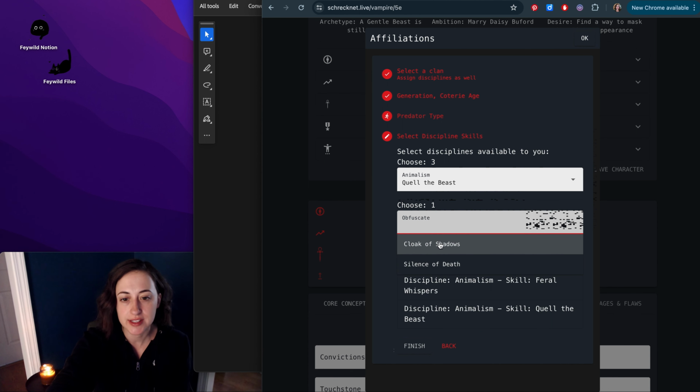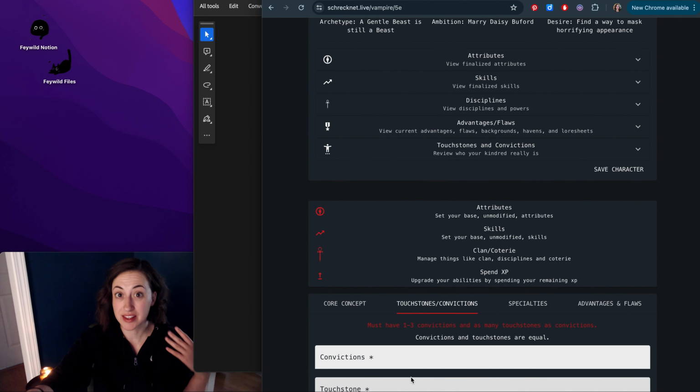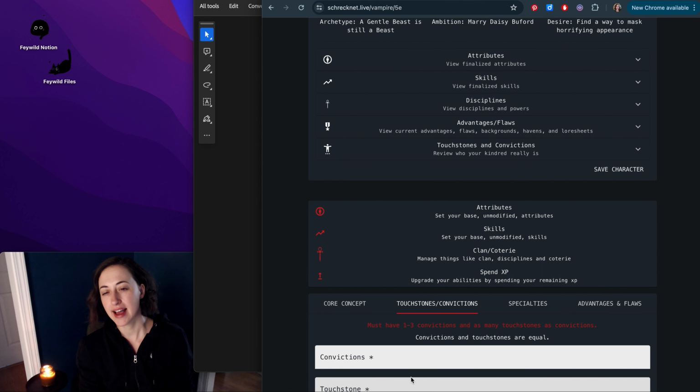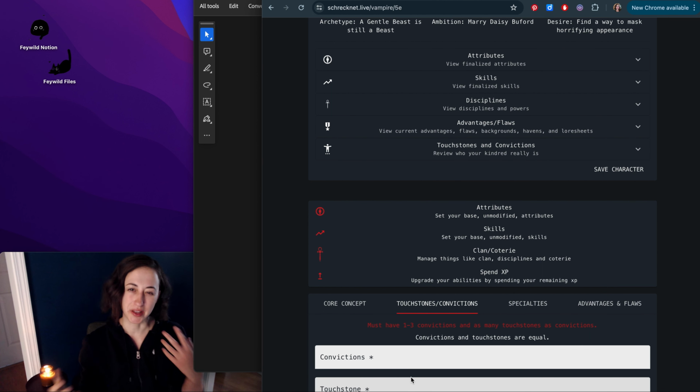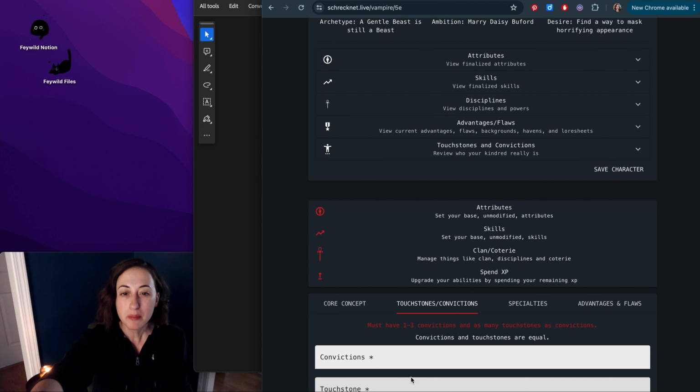So we got our 3 disciplines for animalism, and then because we only have 1 dot for obfuscate, we have Cloak of Shadows and Silence of Death. So I'm gonna go with Silence of Death because I don't get a penalty to that one. Like I said, with the physical ones, his Bane affects that. And I don't think we're strong enough right now to really override that and make it useful. So I think being super quiet would be a lot better of a choice at this stage.